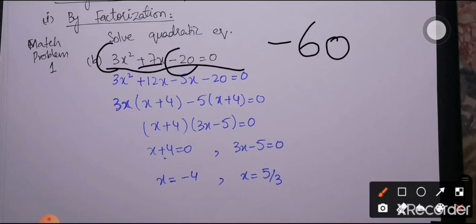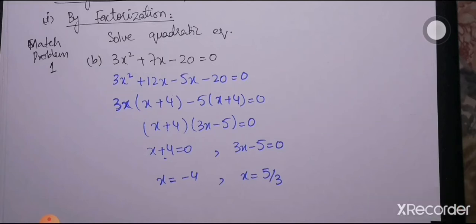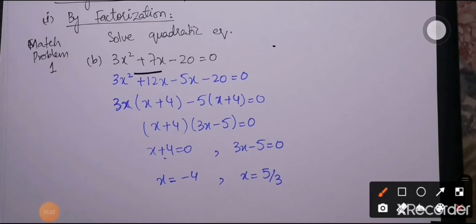We know that 12 into 5 is 60. Now we will take plus 12 and minus 5. Their product is minus 60 and their addition is plus 7. So I am going to replace the plus 7x with 12x minus 5x, giving 3x square plus 12x minus 5x minus 20. What if I have minus 7 over here? If I have minus 7, I will choose minus 12 plus 5. So it depends on the middle term that we have, which factors we are going to choose.